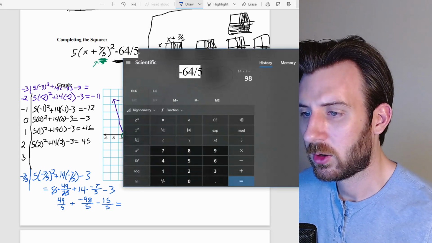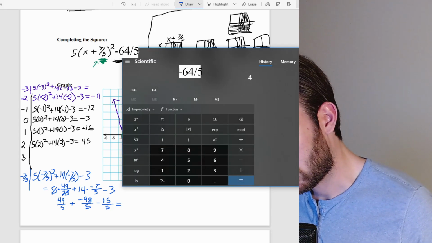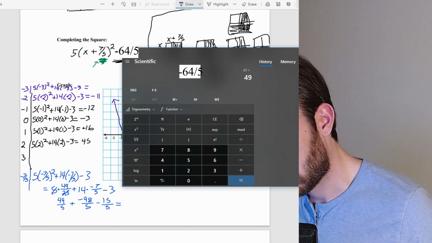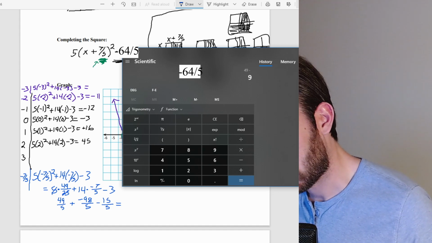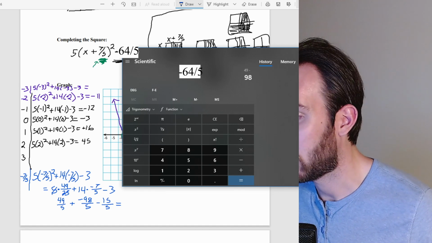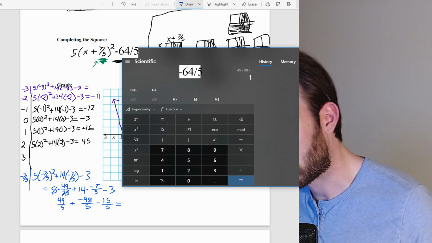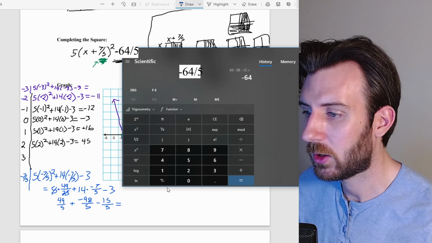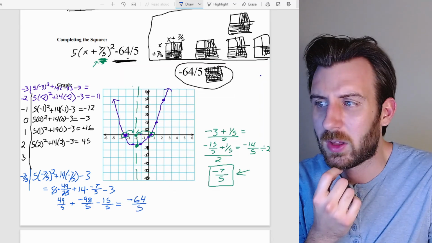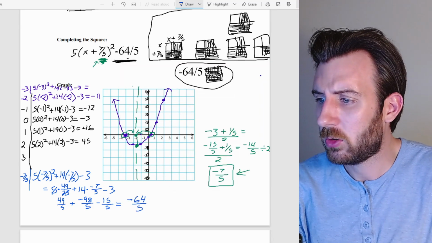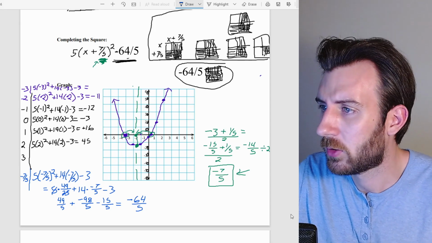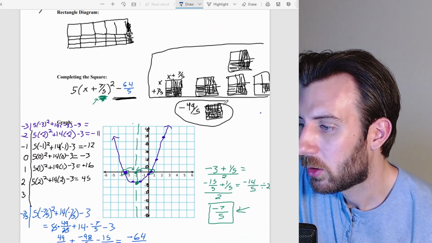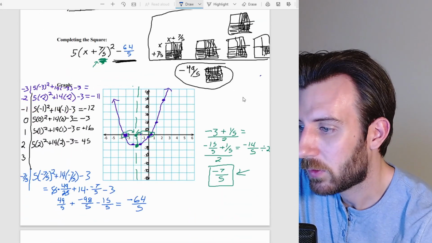That would get us, let's see, 49 minus 98, there we go, minus 15, which should have got us -64/5, right? Wait, I've seen this before too. Where have I seen -64/5? And lo and behold, -64/5.